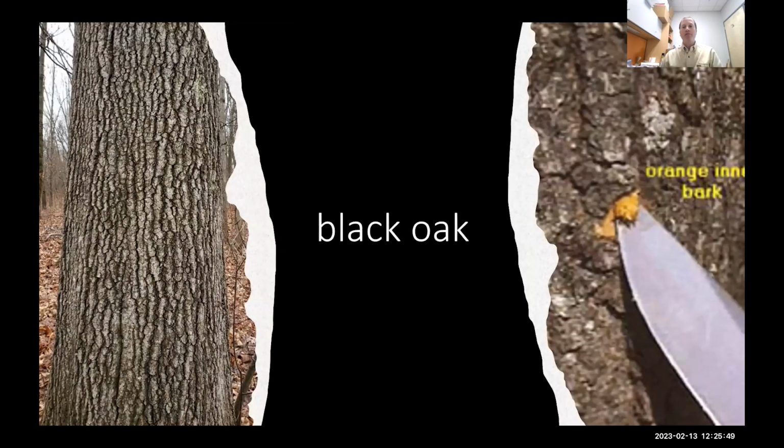So black oak will generally have really dark bark. This is a species that will stand out for the most part. And if you use your pocket knife and get into that inner bark, the inner bark of black oak is very orange. Orange as in Tennessee orange.